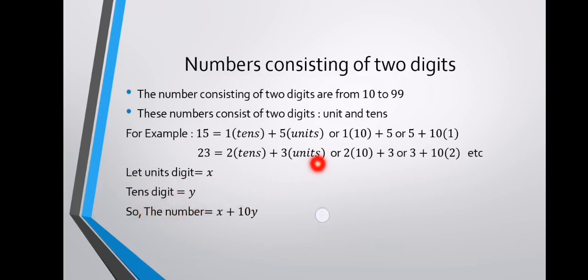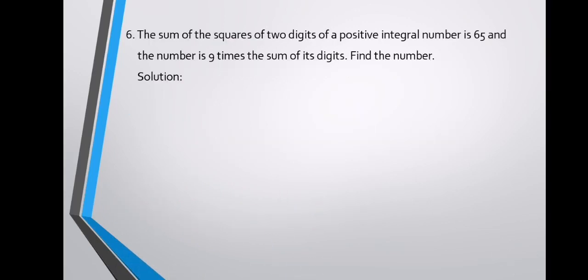So the number becomes x plus 10y, that is, in place of unit, how many units are we going to take, maybe x, plus 10 into how many tens are we going to take, which is y. So the general form of a number consisting of 2 digits is x plus 10y. So let's start solving the sum related to 2-digit numbers.